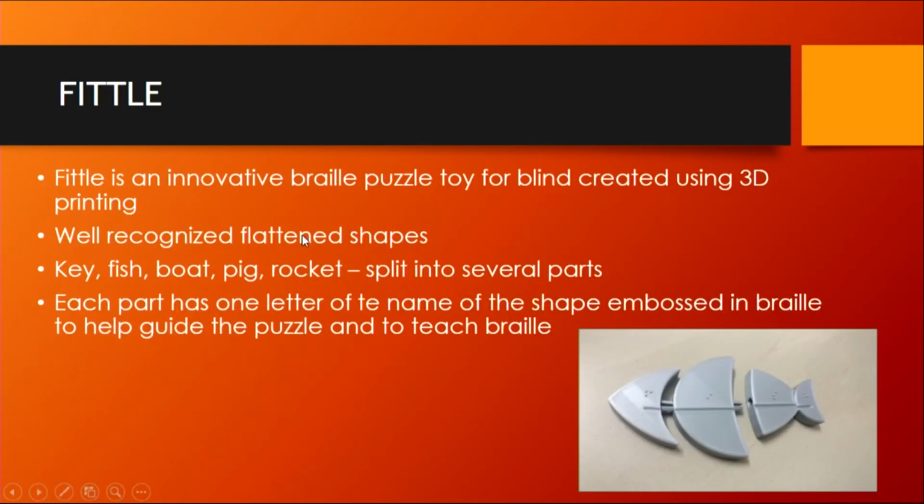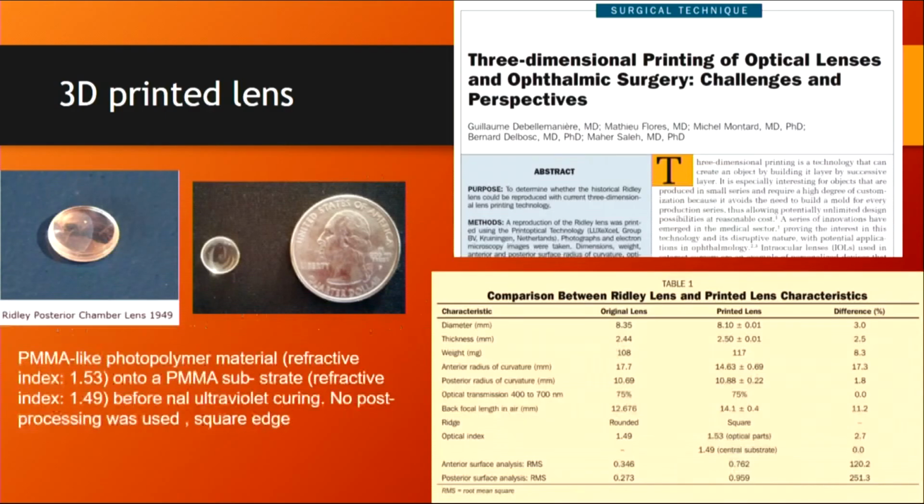PUPIL, which is an innovative braille puzzle, can also be 3D printed. So here you can see different parts of the fish, which is separated into different parts with embossed letters of braille, which can be used by blind children to assemble them.